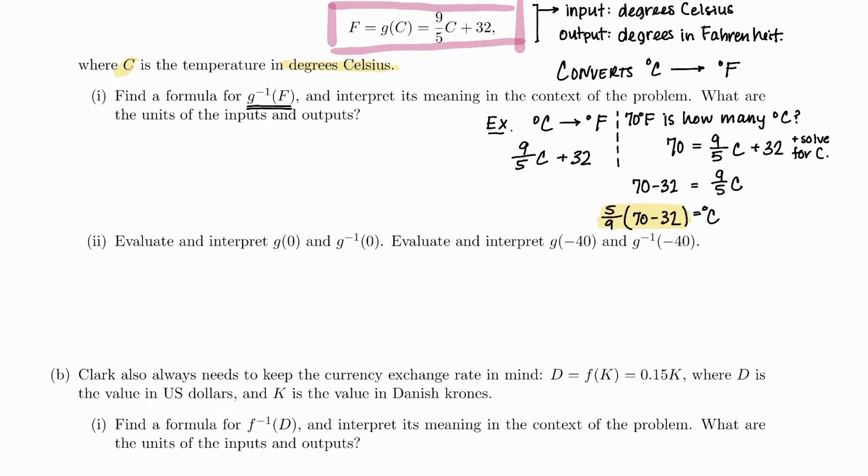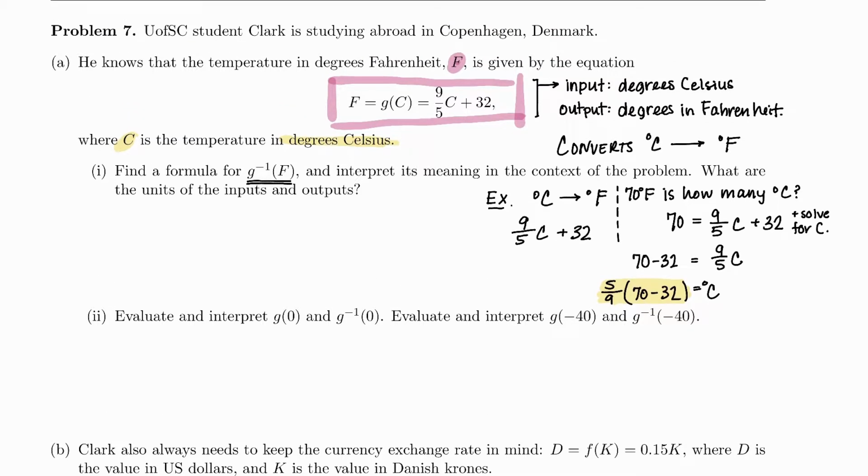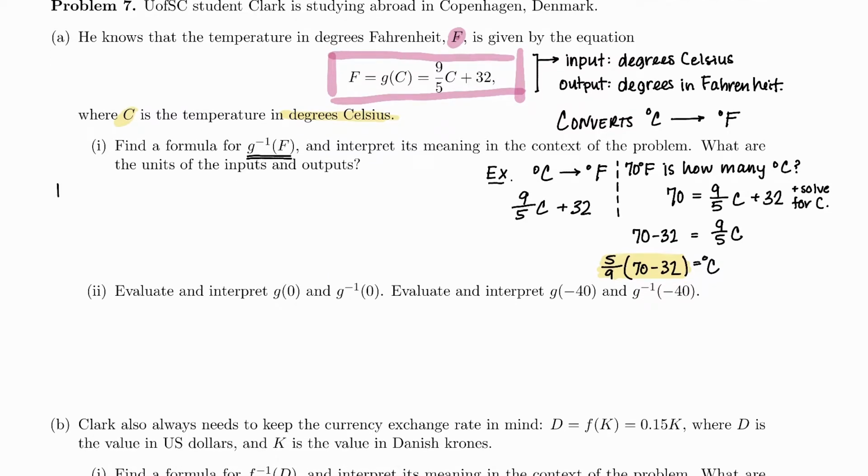So this first equation up here, this G of C business, converts Celsius to Fahrenheit. What the inverse is going to do is convert Fahrenheit to Celsius. So the inverse should convert degrees Fahrenheit to degrees Celsius, which is what we've done in this example.